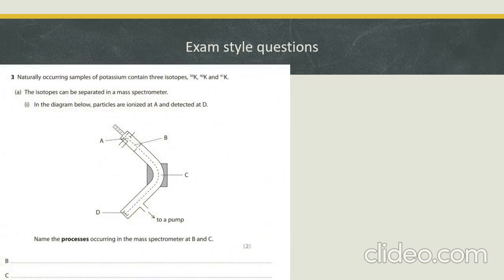Now, naturally occurring samples of potassium contain 3 isotopes, K39, K40, and K41. The isotopes can be separated in the mass spectrometer. In the diagram below, particles are ionized at A and detected at B. Name the processes occurring in the mass spectrometer at B and C. So we said that over here it's ionized, over here it's accelerated, over here it's deflected and detected. So B is acceleration and C is deflection.